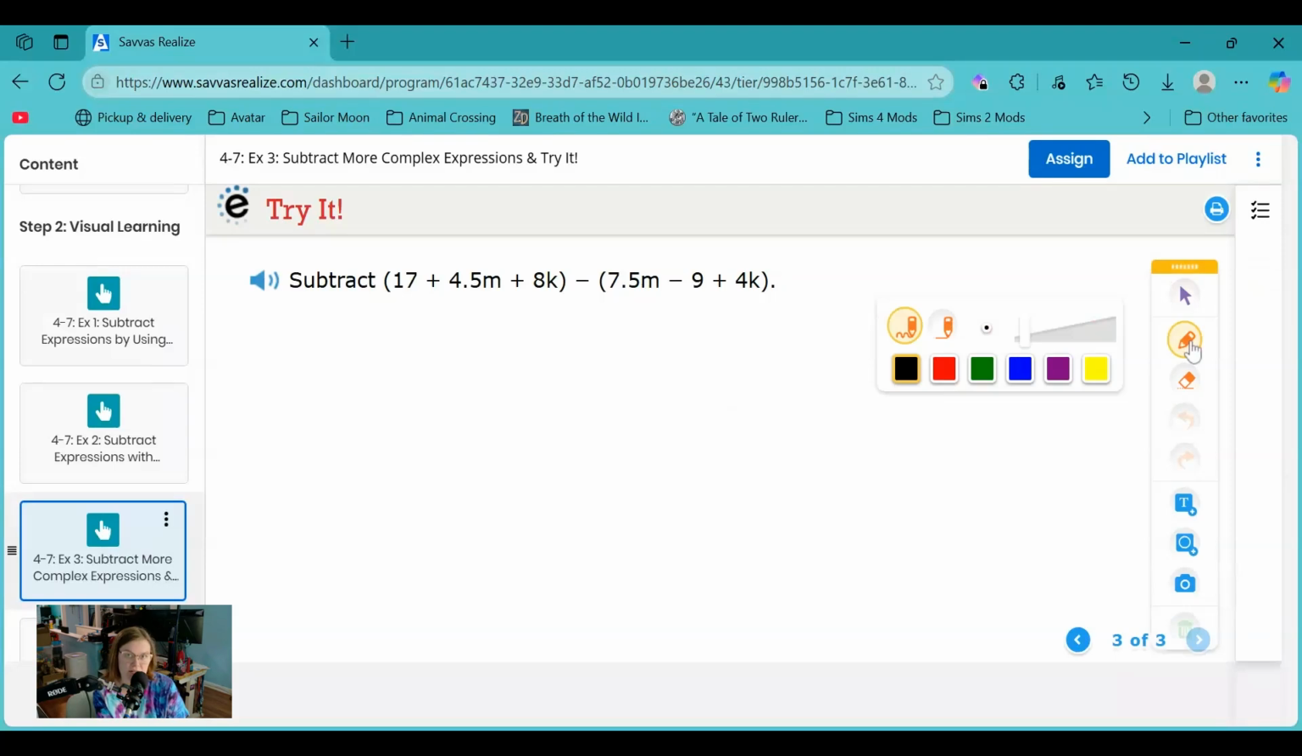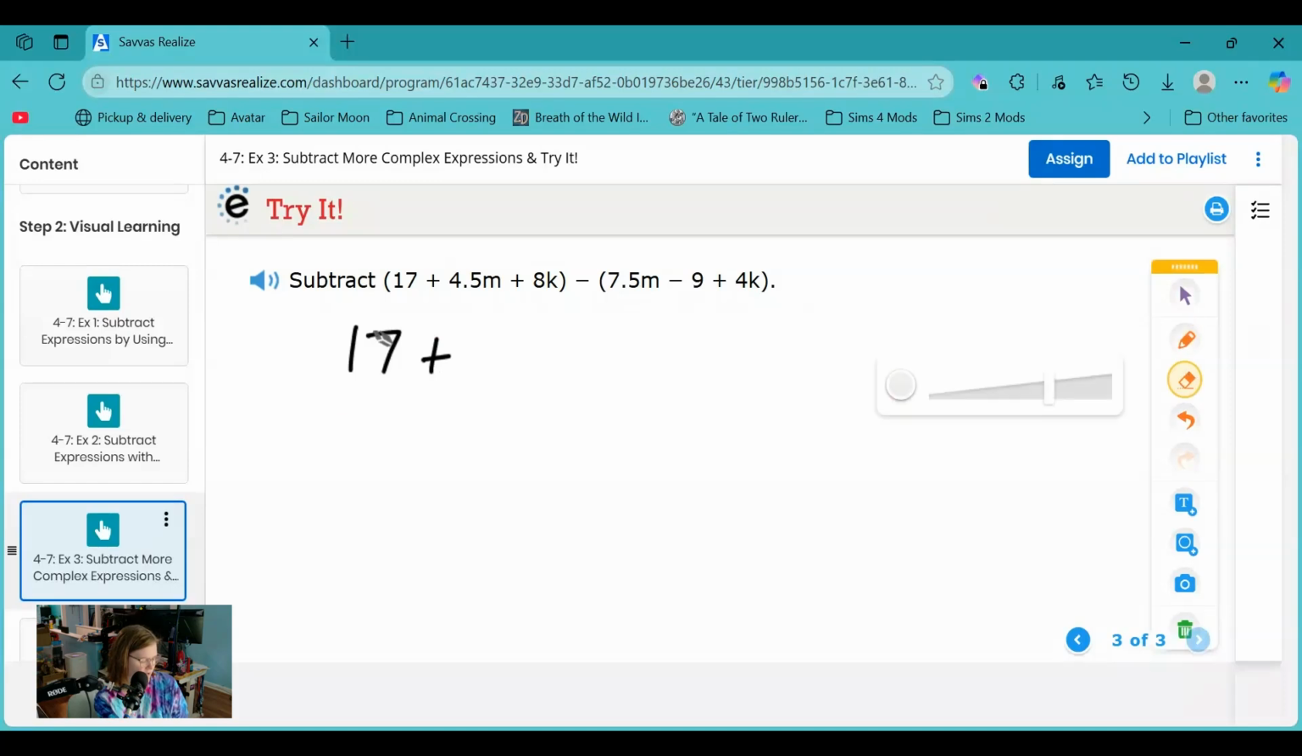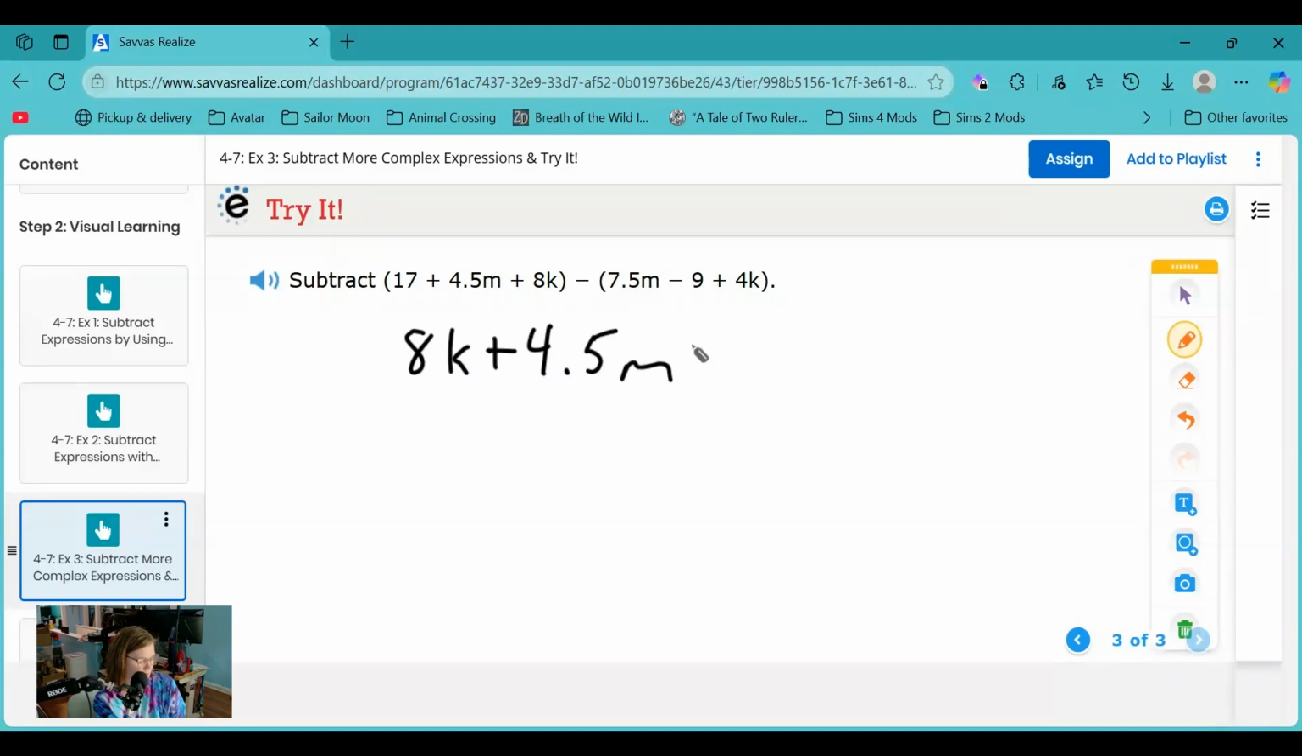All right. So I'm going to solve this one vertically just because I really like the vertical strategy. So I'm going to write my first expression. Actually, I'm going to reorganize it because it's not in standard form. So let's see. We'll put positive 8k first, followed by positive 4.5m, and our constant 17.